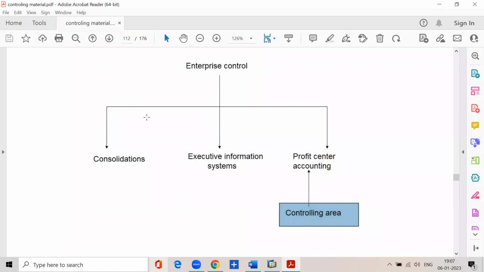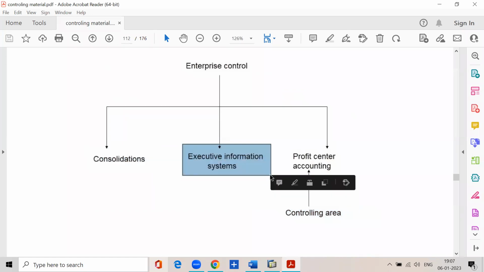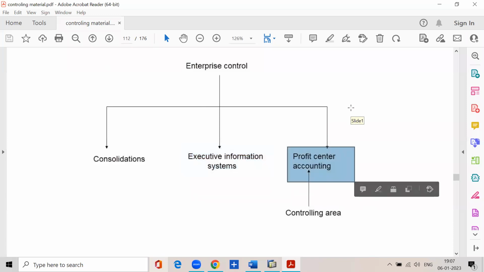Here, this consolidations is called ECCS. EC means enterprise control, CS means consolidations. Then the executive information system is called ECEIS, executive information systems. EC means enterprise control. Then this profit center accounting is called ECPCA. EC means again enterprise control, PCA means profit center accounting.